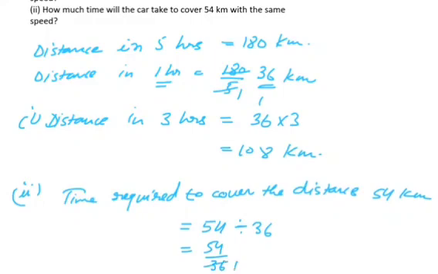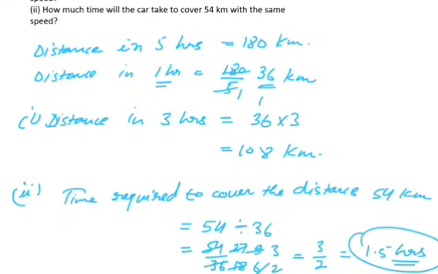2 ones are 2, 2 eights are 16, 2 twos are 4, 2 sevens are 14. Okay, 3 sixes are 18, so 3 upon 2, which means 1.5 hours. So 1.5 hours are required to cover the distance of 54 kilometers.